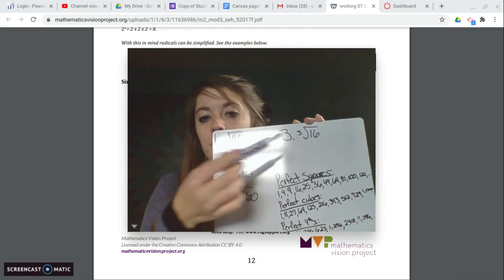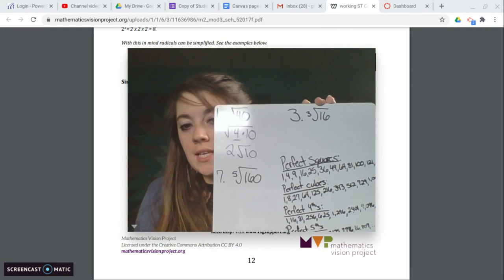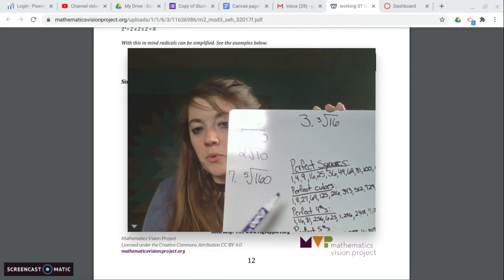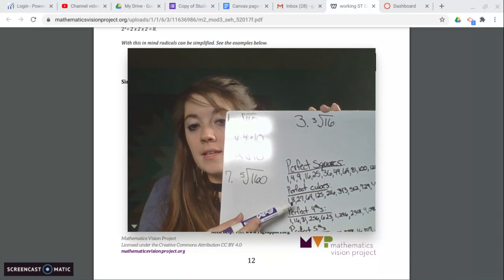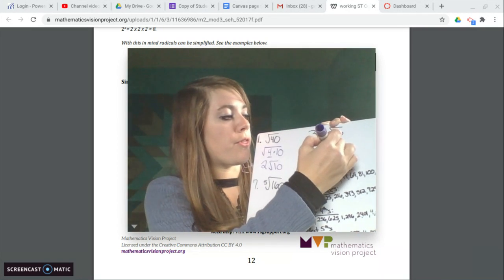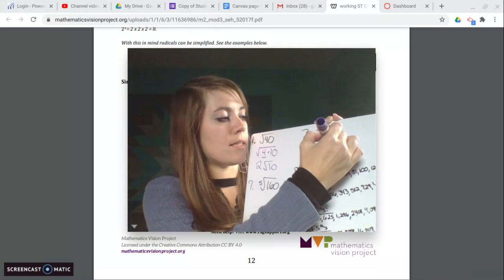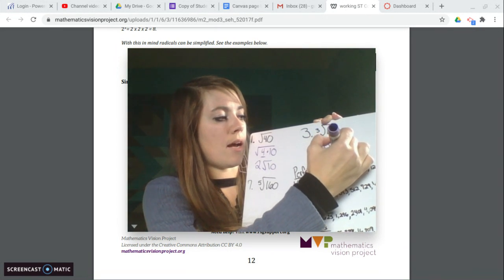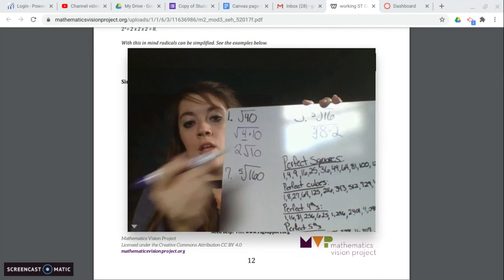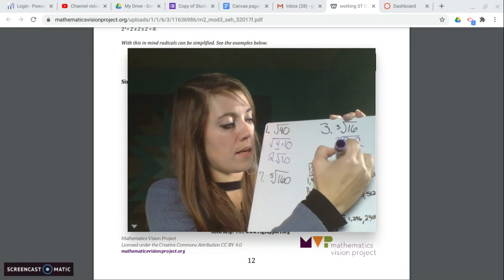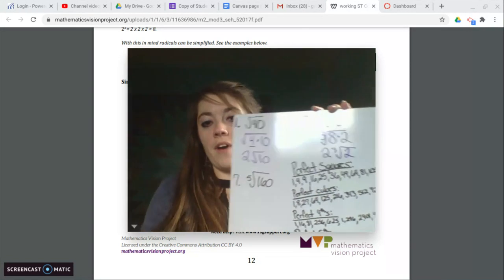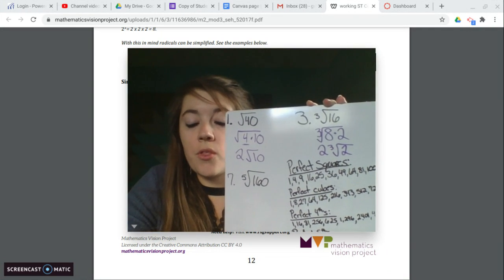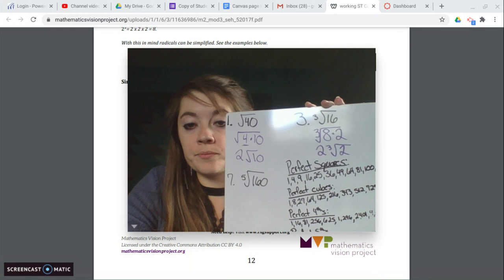So we're looking at the cube root of 16. Of these numbers, which one can divide in evenly? 8. So the third root of 16 is the same thing as 8 times 2. The third root of 8 is 2. So the third root of 16, simplified, is 2 times the third root of 2.